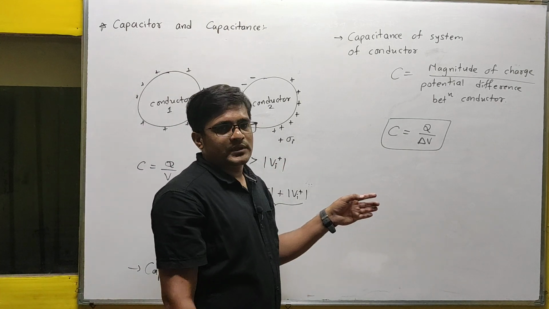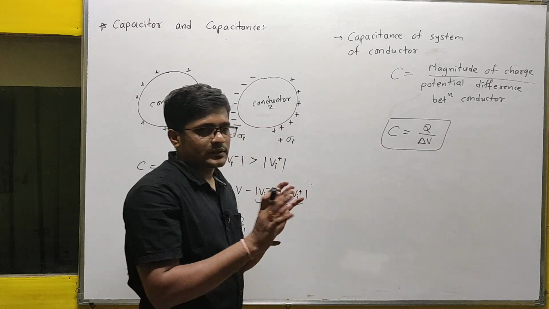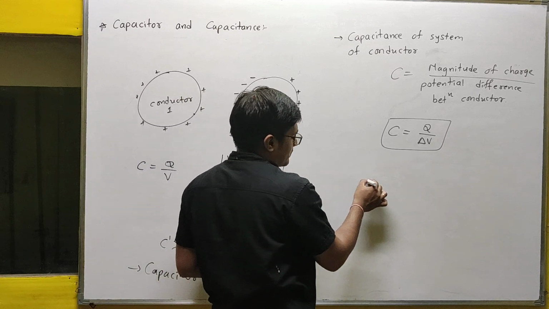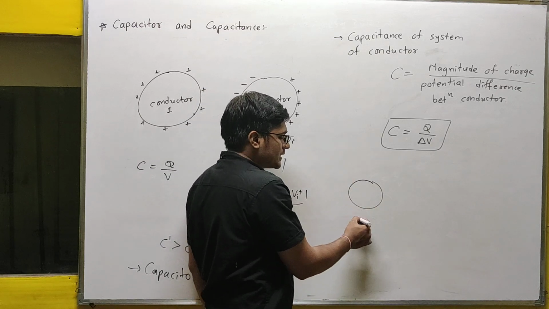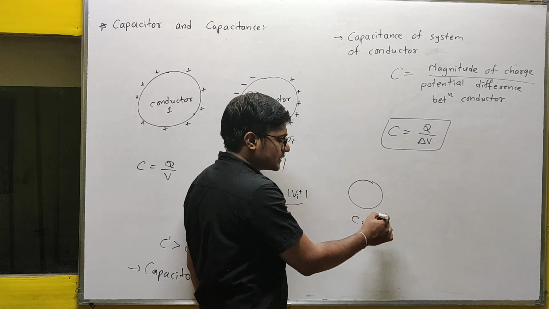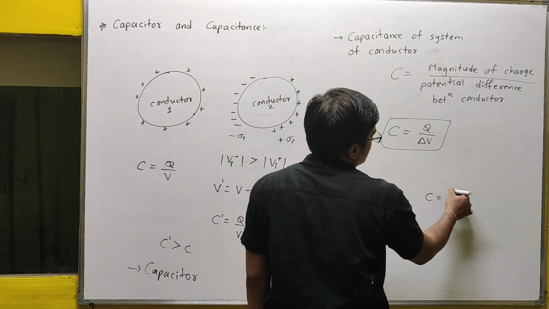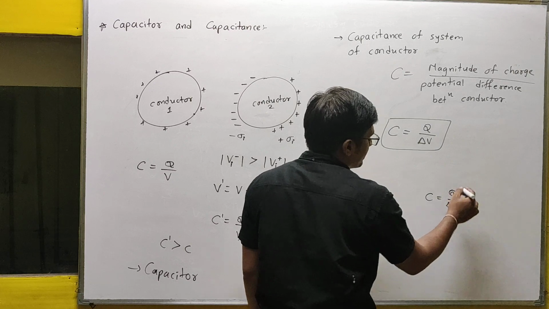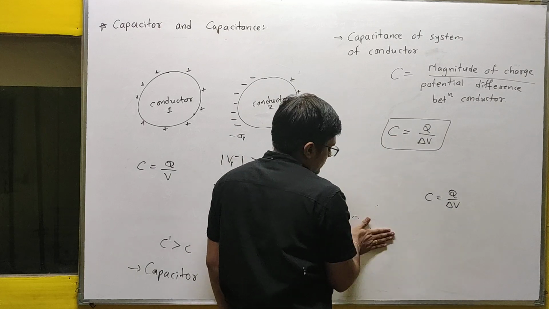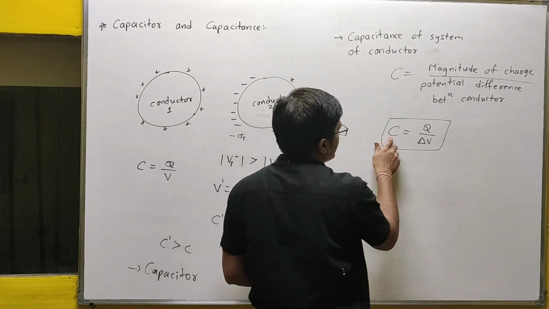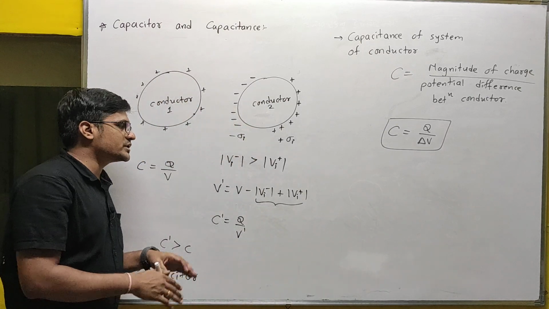In our syllabus, this capacitance of a system of conductors is there. There is no question on the capacitance of a single conductor. So you have to remember this formula, but be careful: whenever the question asks to find the capacitance of a single conductor, you have to use this formula: charge on the conductor and potential on the conductor. But for a system of conductors, the formula is the magnitude of charge divided by the potential difference between the conductors, right? And the unit of this capacitance is the same as the previous one, that is Farad, right? So this is an important topic.